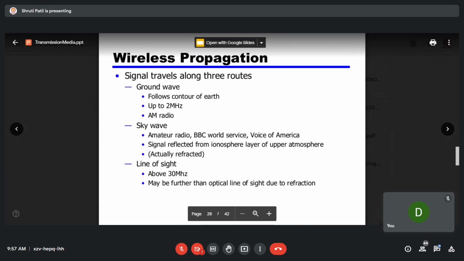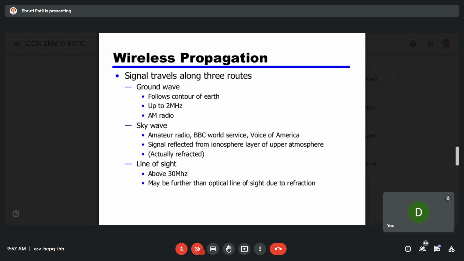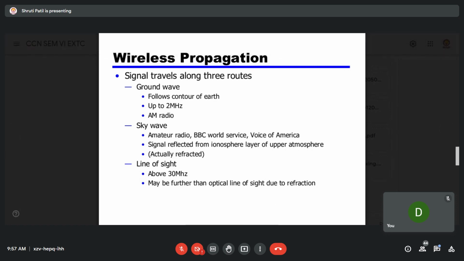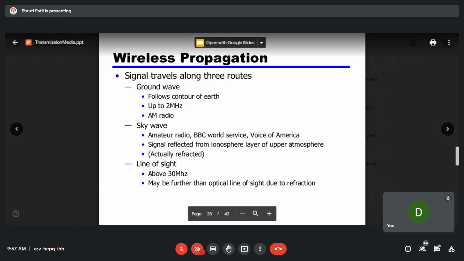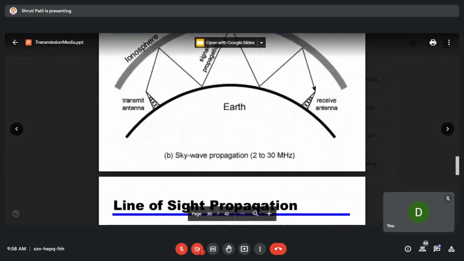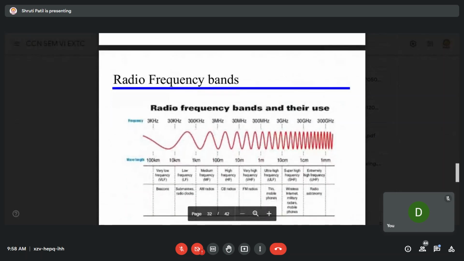Okay, so amateur radio and BBC World Service all use skywave propagation. The signal is reflected from the ionosphere, which is a layer of the upper atmosphere. Line of sight is about 30 megahertz. It may be further than optical line of sight due to refraction. So there is ground wave propagation, sky wave propagation, and line of sight propagation.